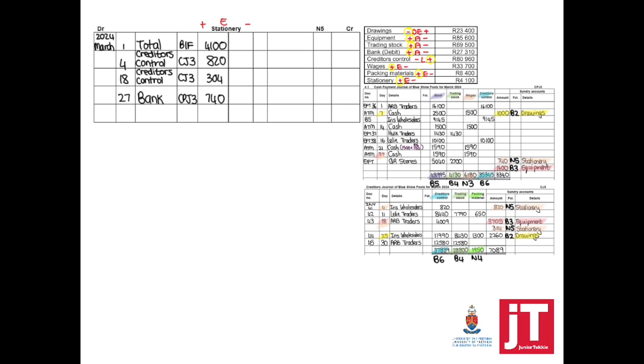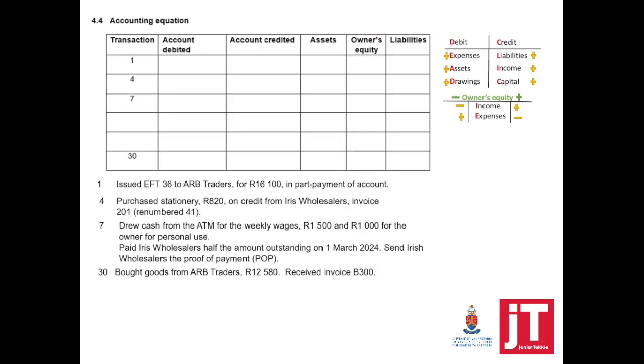Now we've taken everything to the general ledger. The last step is to total the debit side. There's nothing on the credit side, so we just total it. Completing now the accounting equation.